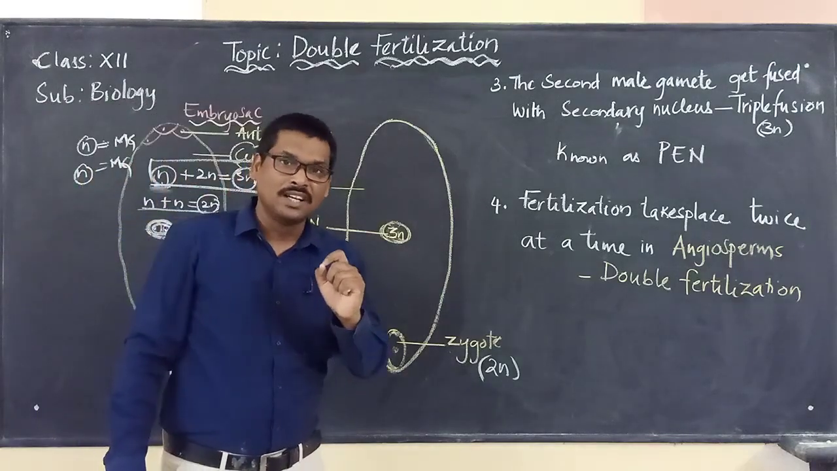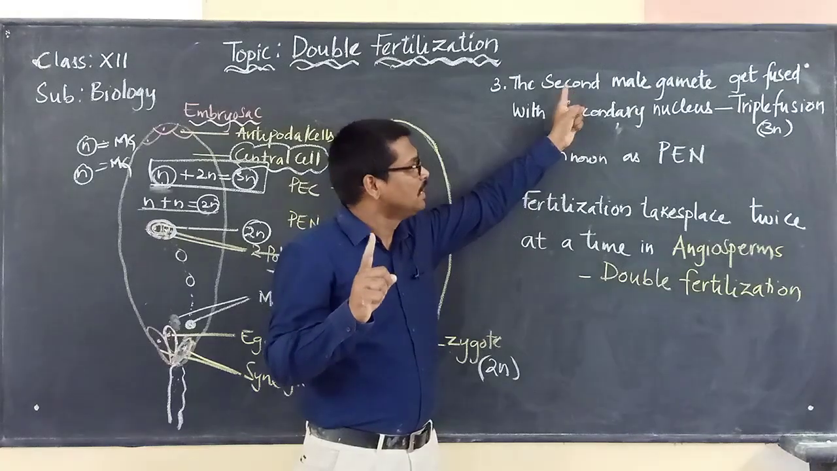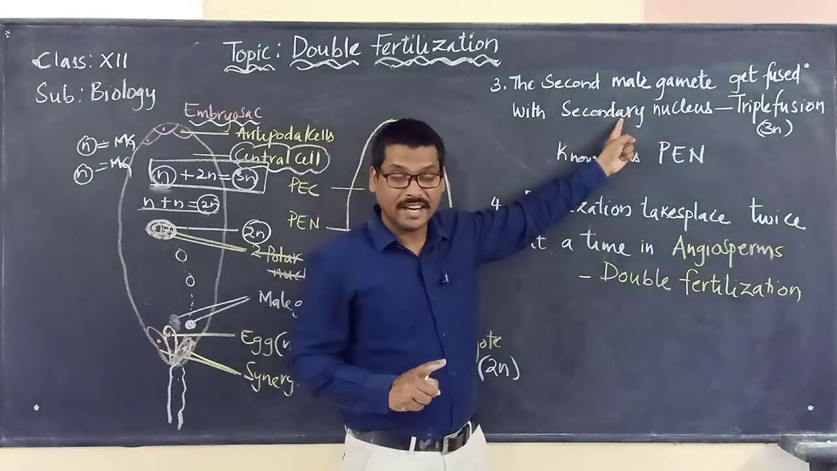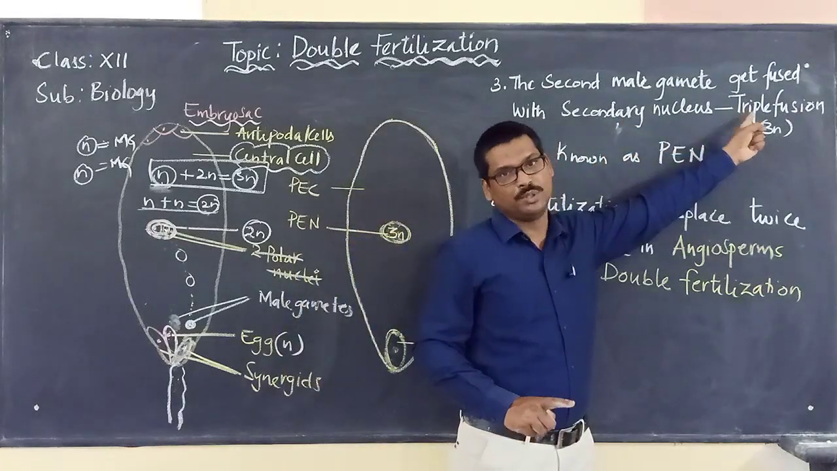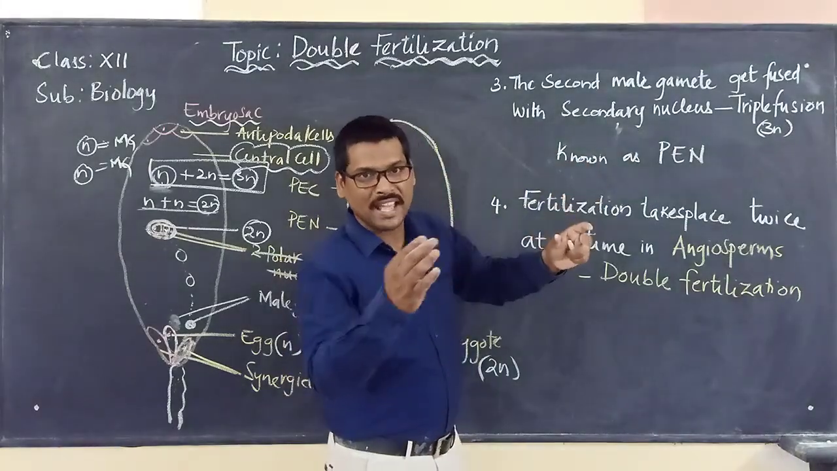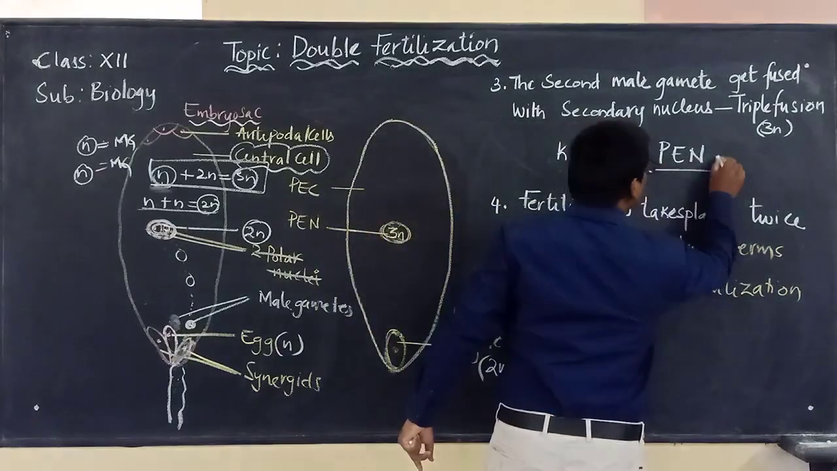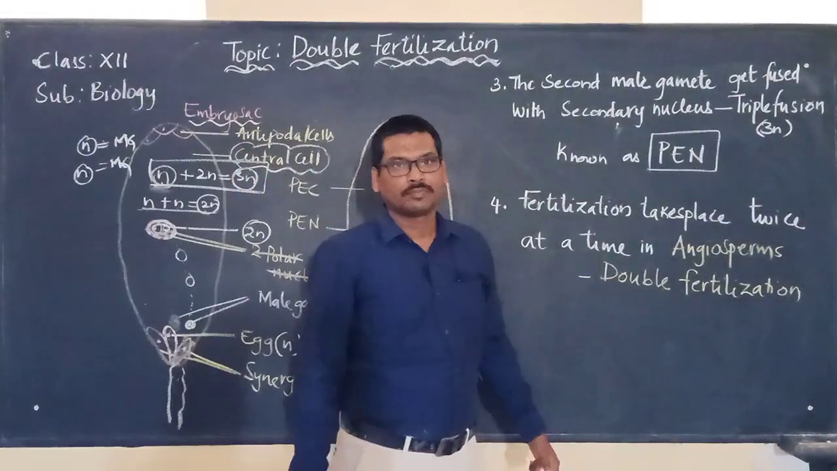It is called triple fusion. So here, the second male gamete gets fused with the secondary nucleus, which we are calling triple fusion. Once this male gamete comes and fuses with the secondary nucleus, in short, we are calling it PEN.